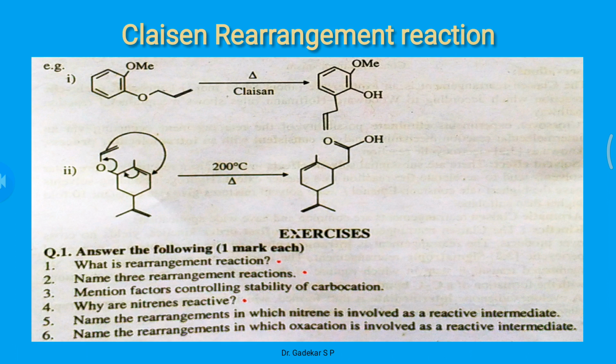Now the exercise, which is a home assignment. Homework: write down these questions and answer them. What is a rearrangement reaction? Name reaction. Mention the factors controlling the stability of a carbocation. Why is nitrogen reactive? This is your homework.